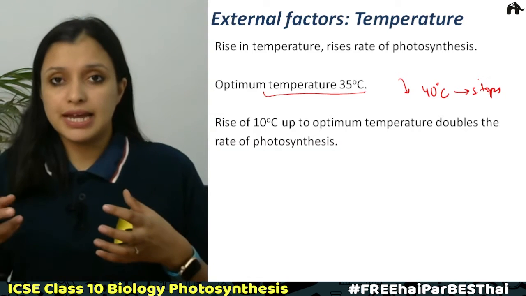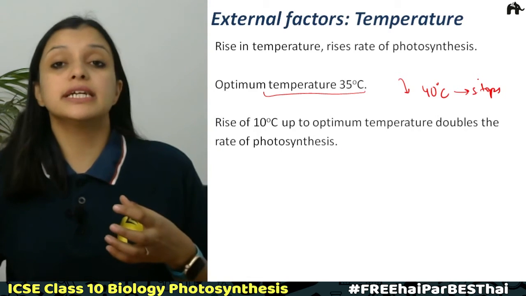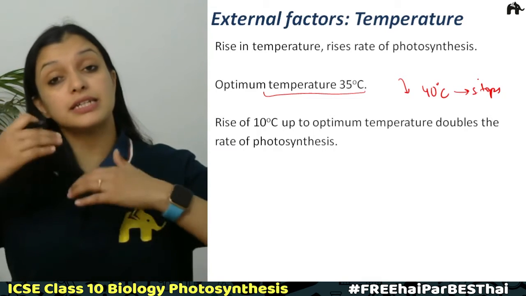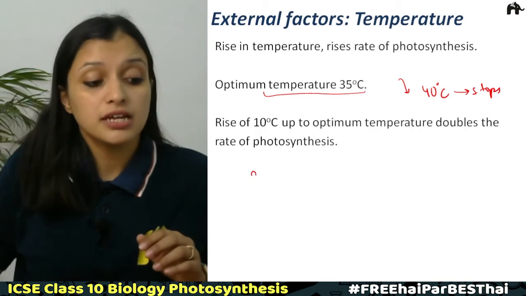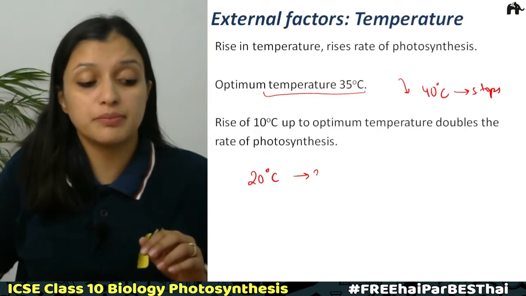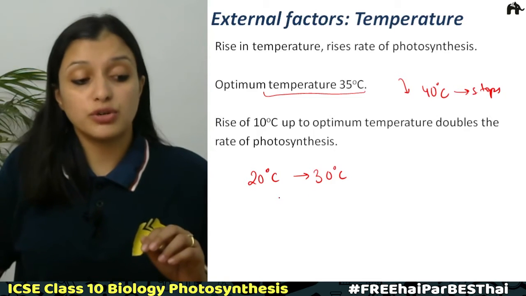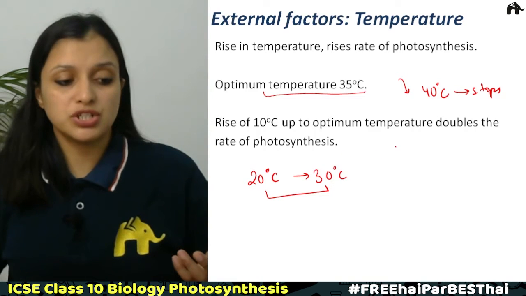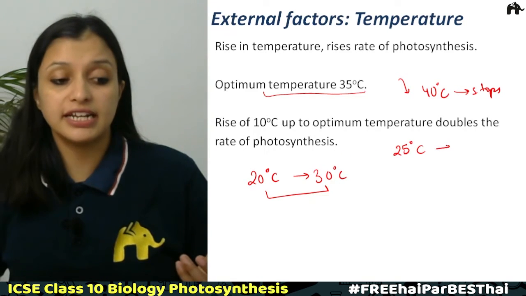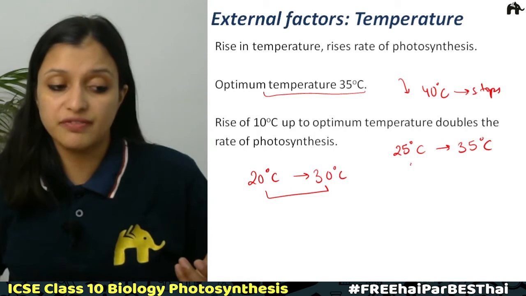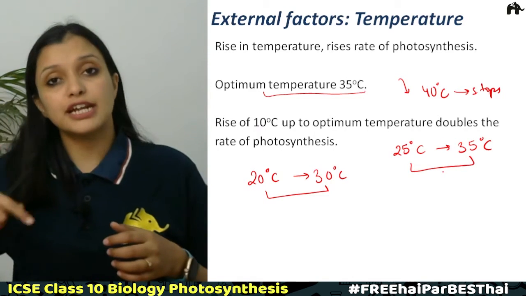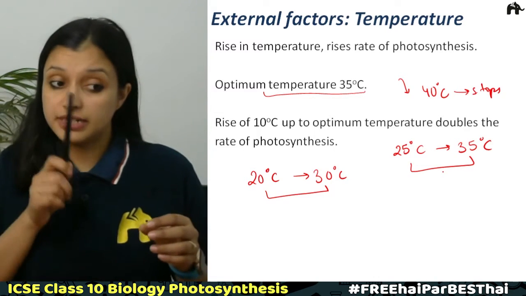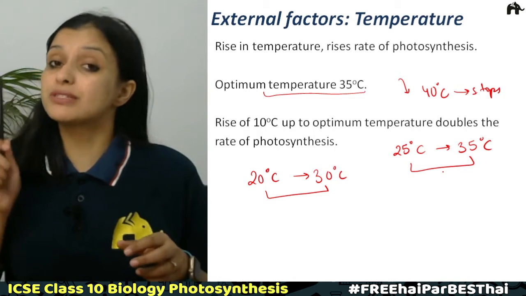But it is said that if there is a rise of 10 degrees Celsius to the optimum temperature, that increases the rate of photosynthesis. Say the optimum temperature was 20, if the temperature rises to 30, right? In that case the rate of photosynthesis will double. If the optimum temperature is say 25 degrees Celsius, and if the temperature rises to 35 degrees Celsius, in this case also the rate of photosynthesis will again double. Fine. So temperature is a very important factor, but up to a certain point.